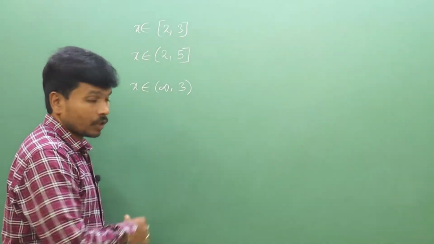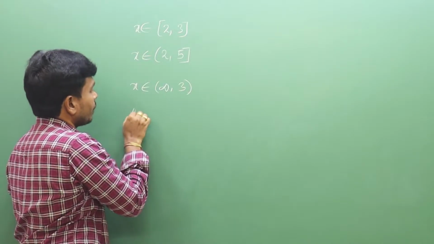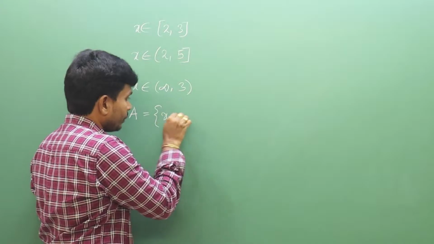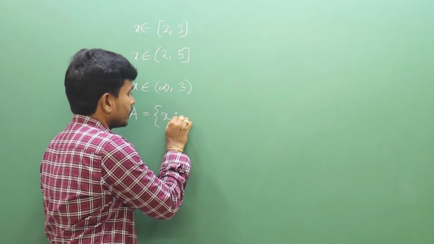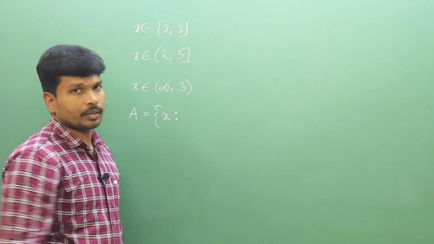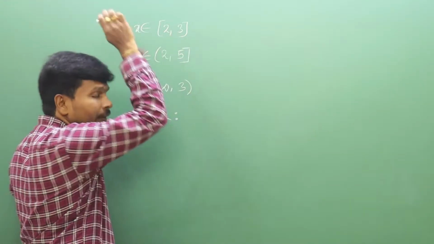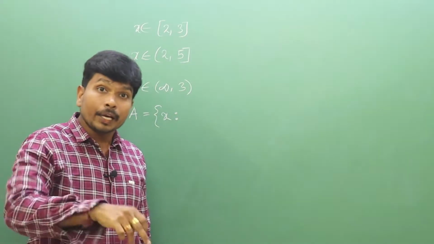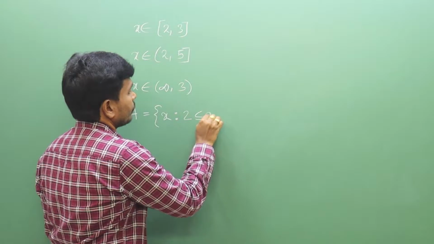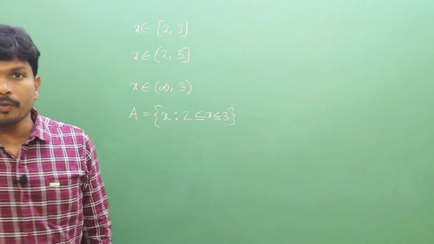See, suppose the first one I'm changing, listen carefully. Suppose the set is denoted by capital A. You have to take the x values such that, this is the symbol used for "such that", otherwise a slash can also be used like that. That x value is between 2 and 3, including 2 and 3. See, 2 less than or equal to x less than or equal to 3. It is the set builder form of the first question.